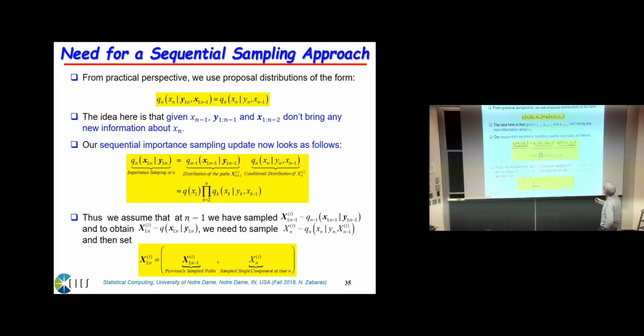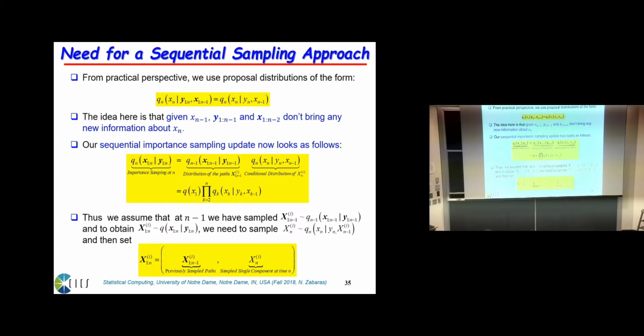How about if instead of using this incremental proposal distribution, we approximate it with this nice formula there? And tell me if you have any objections. Does that look physical to you? It says, you know what? If I know the state xn minus 1, I don't really need to know the states x1 to n minus 2 to define xn. If I know the state at the previous step, that's enough.